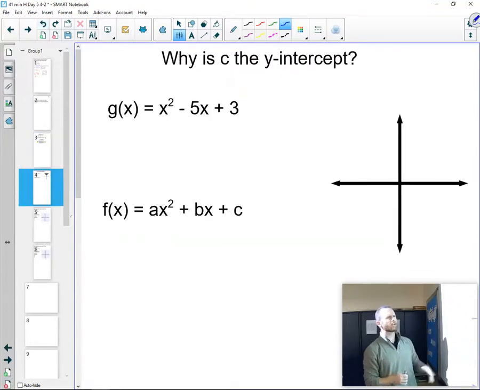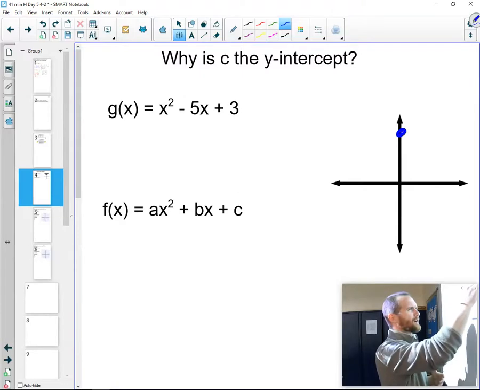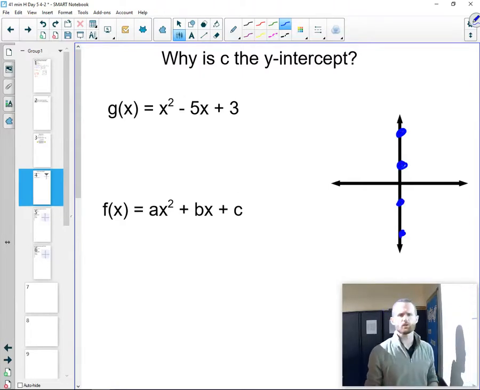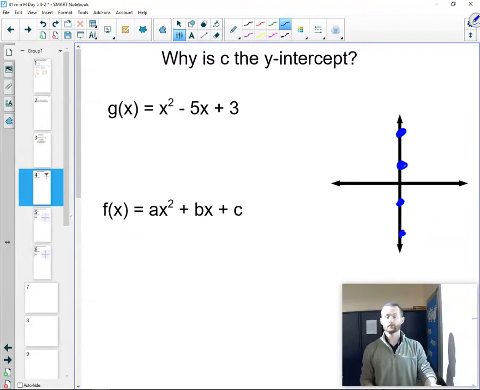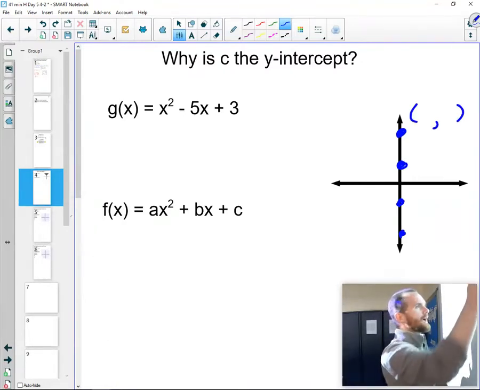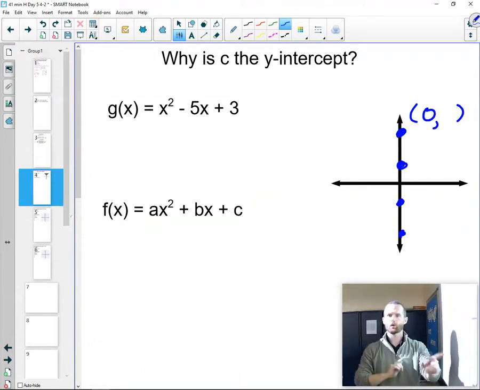All right, on this next slide, let's talk about c, and specifically, why is c the y-intercept? Now, to figure this out, let's think, where are our y-intercepts? Well, the y-intercept is anywhere on the y-axis. Any of those points I just drew could be a y-intercept of a function. Now, we don't know all of those numbers, but for each of those y-intercepts, we should know one number. We should know the x value. The x value of any y-intercept will always be 0, because we don't move left or right from the origin, we only move up or down.